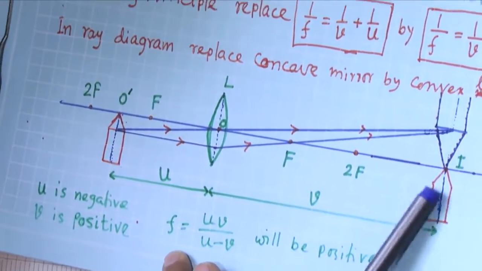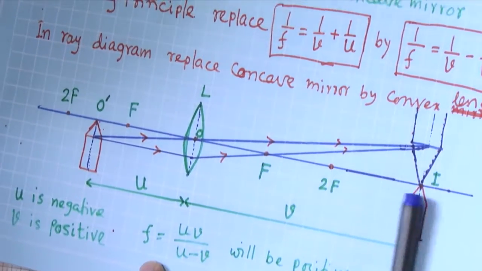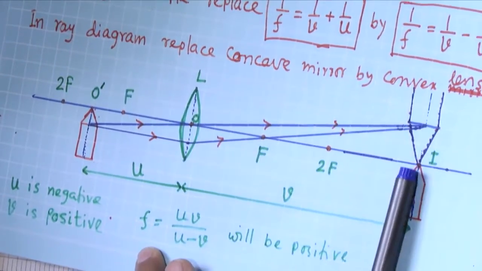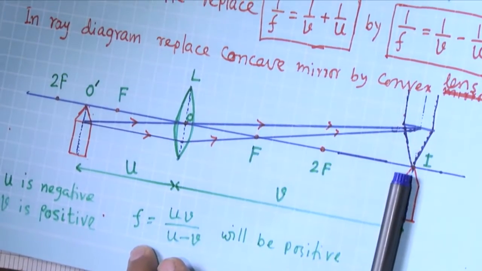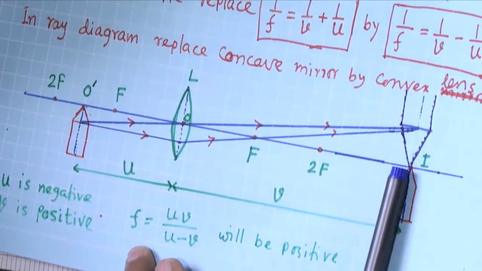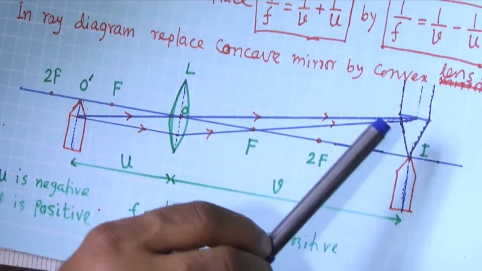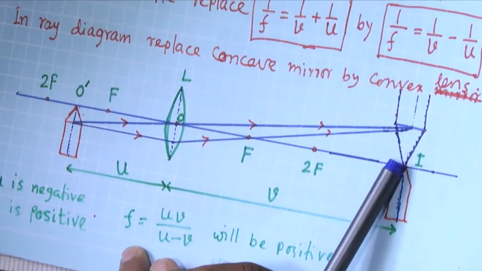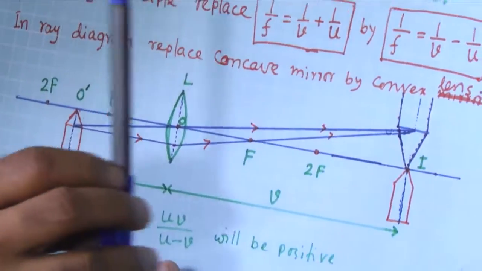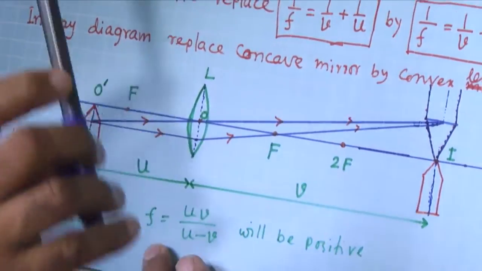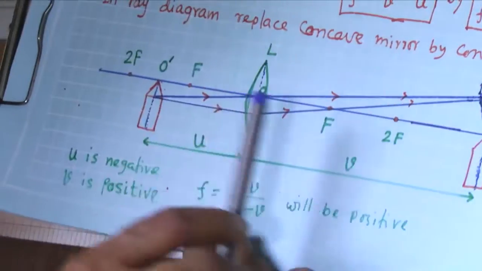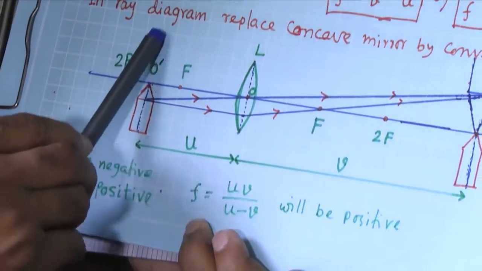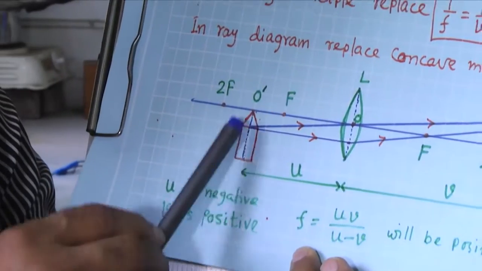So that means it is not the right position. So you have to adjust the image needle position to find out the position where there will not be any parallax, means they will not be separated on movement of your eye towards left and right. Okay, so then we'll take the reading of this position of the object needle.